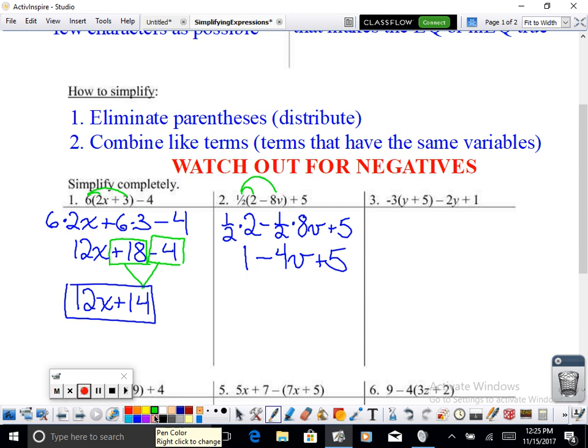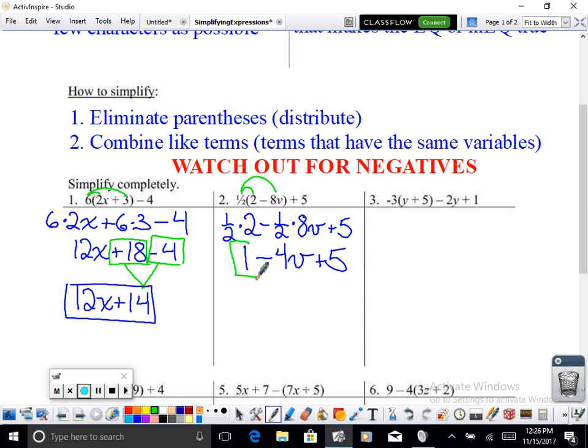Step 1, eliminate parentheses. Done. Step 2, combine like terms. So I want to put my like terms together. Now like terms have the same variables. The only variable I see up here is the v, and I only see it once. But I've got 1 and I've got 5. They have no variable, which means they have the same variable. Constants are like terms. Now remember, the sign in front of the term stays with that term. So this minus sign is attached to that 4v.